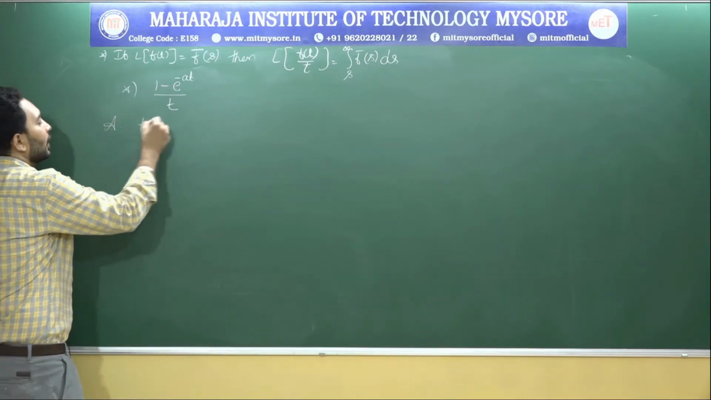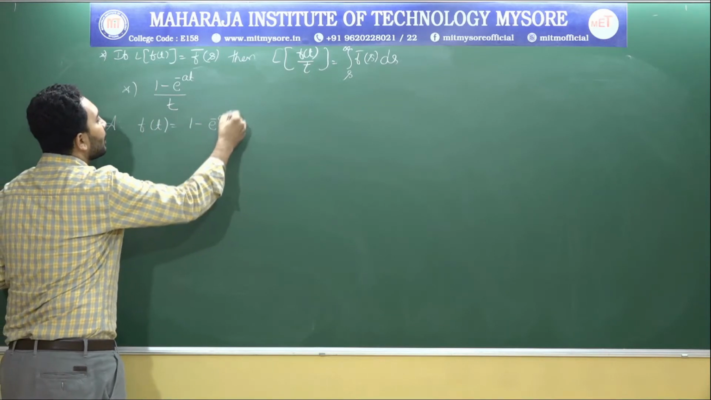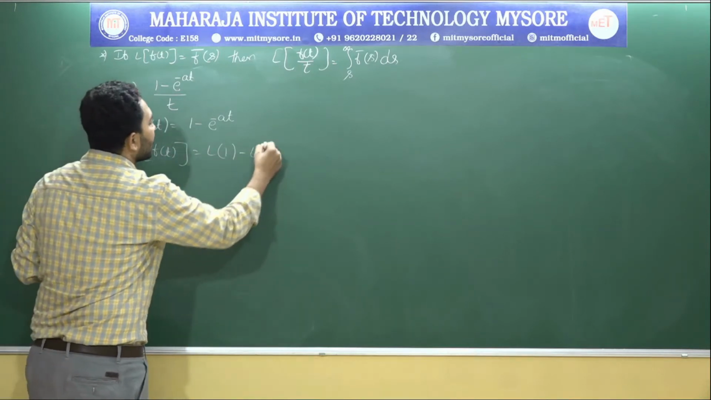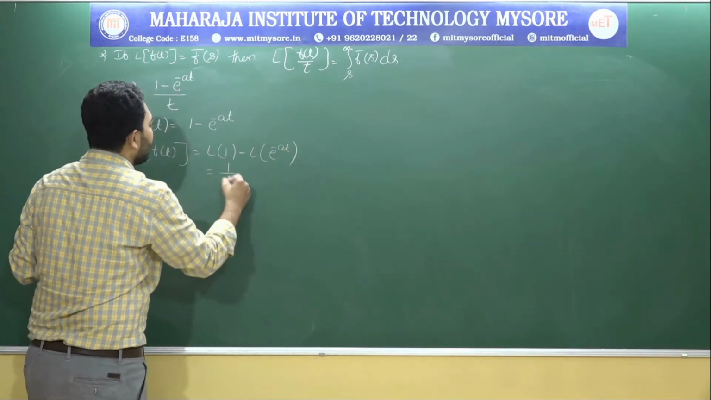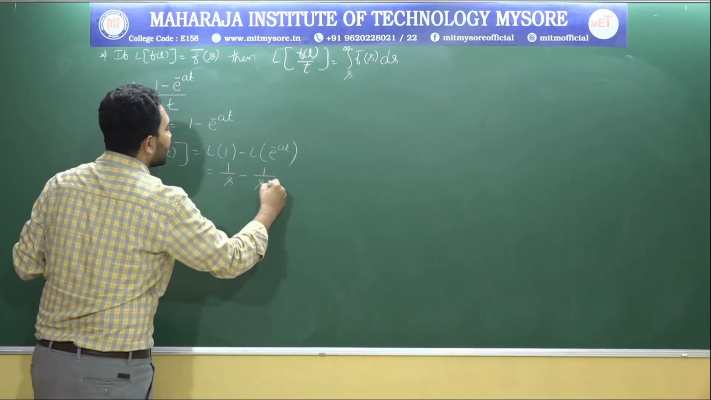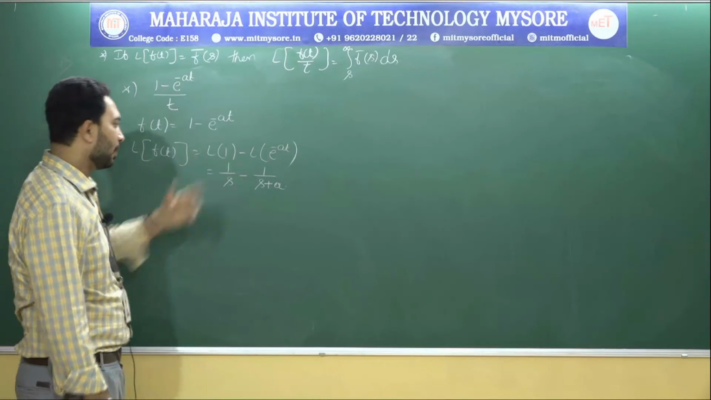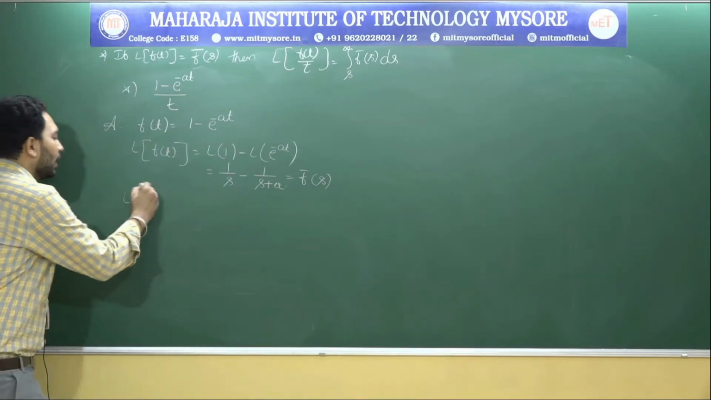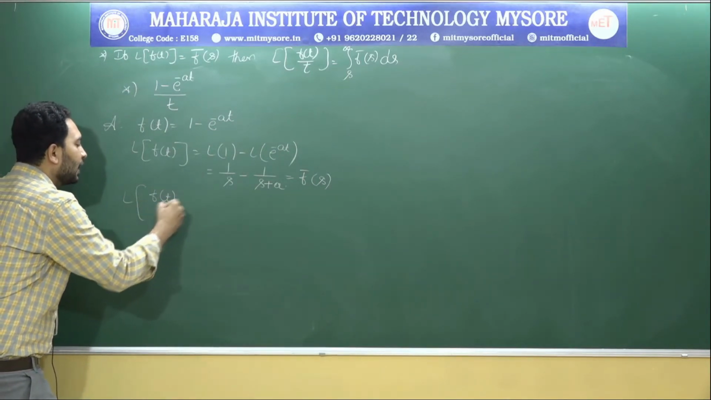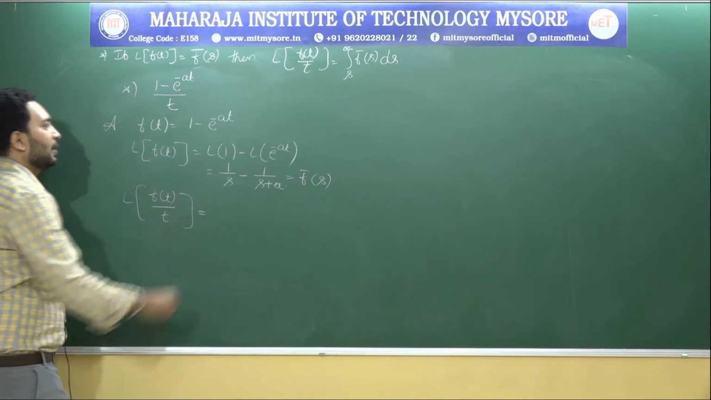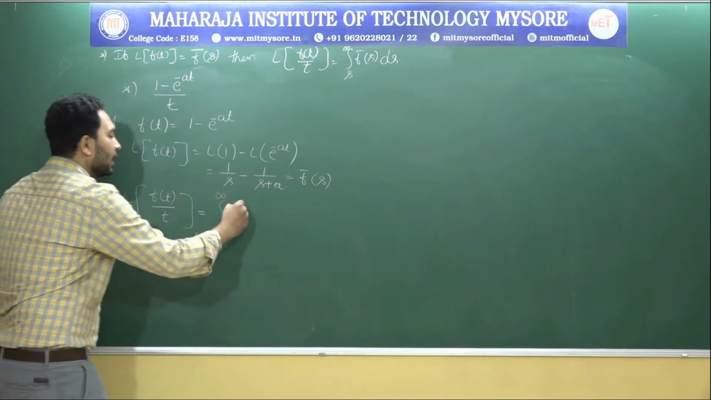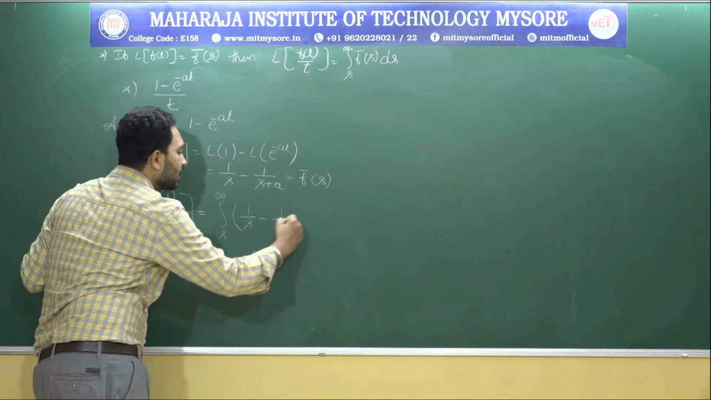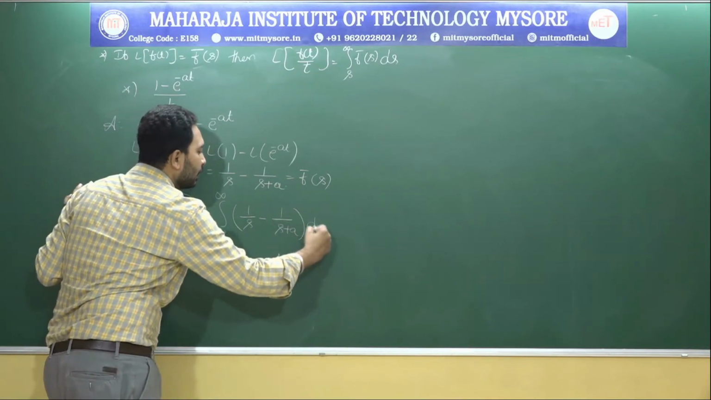Let's solve this. So f of t equals 1 minus e power minus at. What is Laplace of f of t? We have Laplace of 1 minus Laplace of e power minus at. Laplace of 1 is 1 by s, minus Laplace of e power minus at is 1 over s plus a. This is our f bar s. Now I am going to apply the Laplace property number 3, f of t divided by t. Divided by t means integral from s to infinity of f bar s into ds. What is f bar s? 1 by s minus 1 over s plus a into ds.